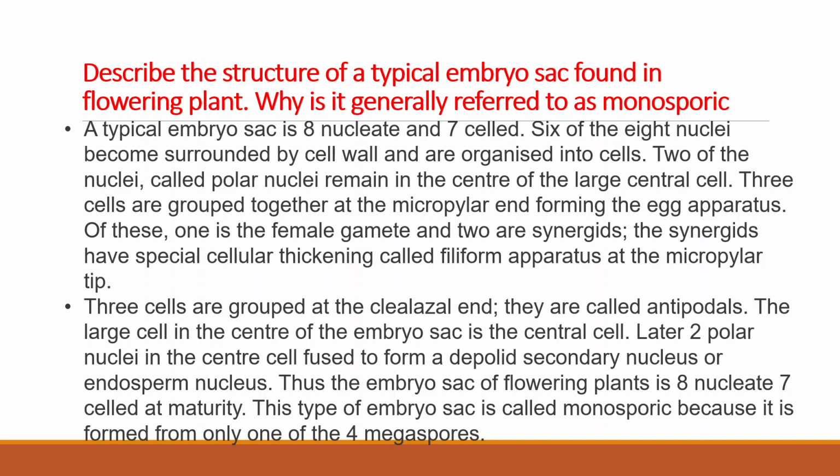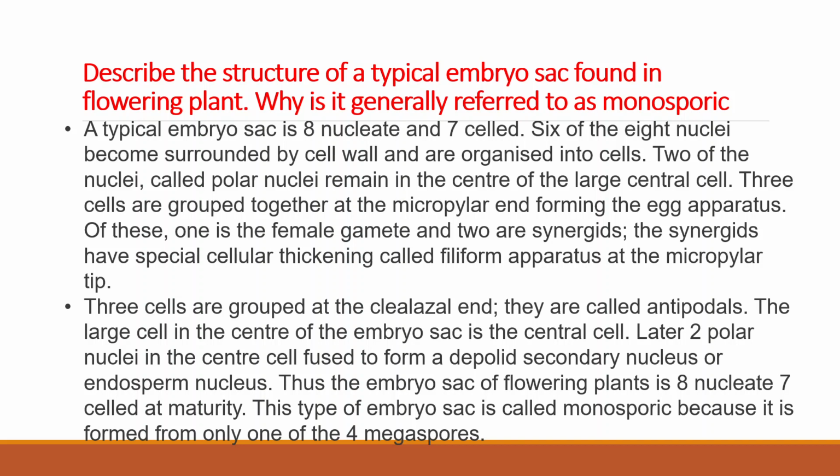3 cells are grouped together at the micropylar end, forming the egg apparatus. One is a female gamete and 2 are synergids. The synergids have special cellular thickenings, which form the filiform apparatus, like finger-like projections shown in the diagram at the micropylar tip.